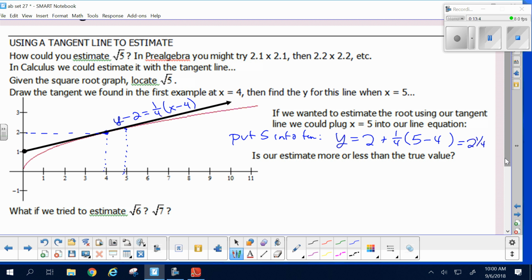Do you think that's more or less than the true square root of 5? Use the graph as a guide. Is our estimate of 2.25 more or less than the true square root of 5? How many say more? Why do you say more?